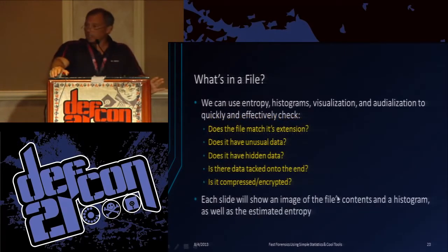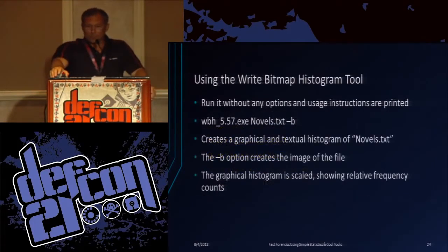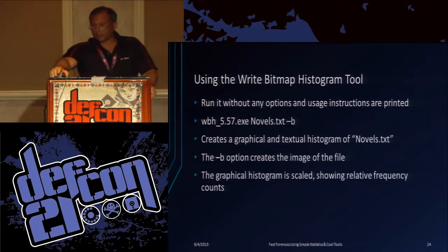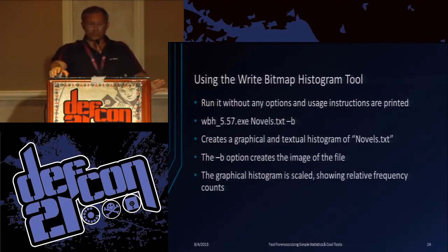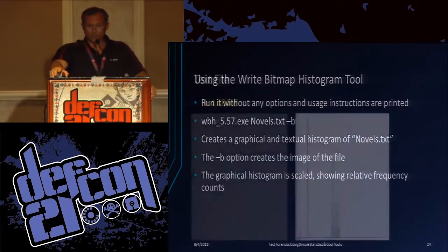So here's what we check on the file. What's in it? Does it match its extension? Does it have unusual data? Does it have hidden data? Does it have appended data? Is part of it compressed? We can tell a lot. All right, that's just a command line for using the histogram tool. All the tools have usage functions, so I'm sure you can figure them out.